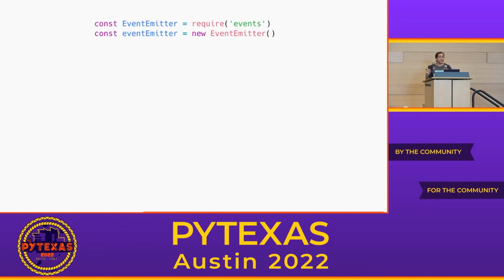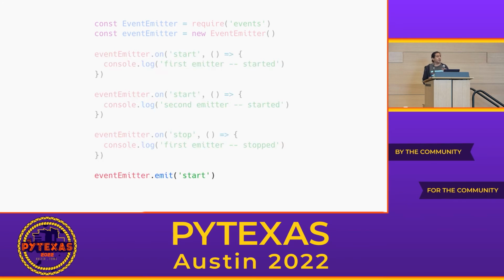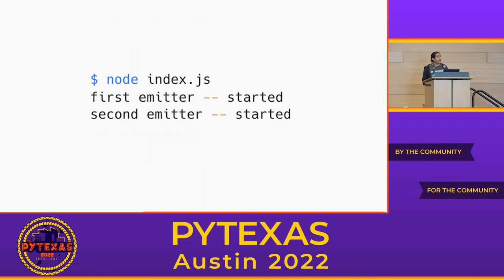So the easiest way to understand it is with an example. I know we're at a Python conference, but bear with me, we got some JavaScript. So we're going to import the event emitter. We're going to create a new instance. Next, we'll register 3 event handler callbacks. That's just the function and the syntax for that. 2 of them are going to be handling the start event, and the last one is going to handle a stop event. And then finally, we're going to emit a start event. And then when we run this script, we're only going to be running callback functions for the start handlers, which makes sense.